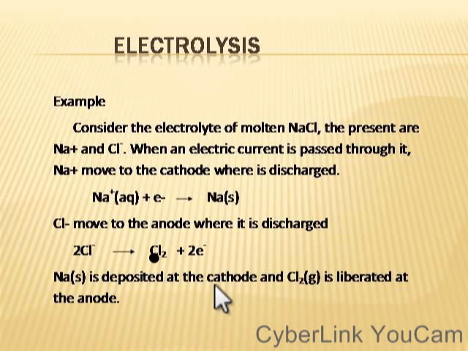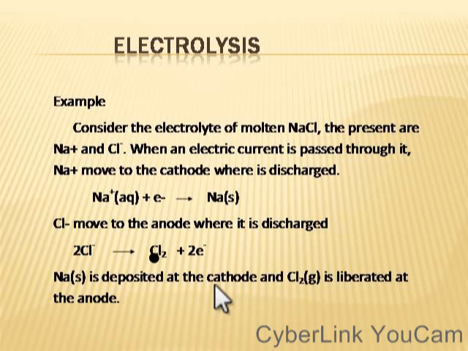But if it is the electrolysis of aqueous sodium chloride, we are going to have two positive ions and two negative ions. That means one positive ion from sodium chloride and the other one from water, which is hydrogen. And also we are going to have two negative ions, one from the salt, which is chloride, and the other one from water, which is the hydroxide ion. So the question is, which of them will be discharged? Which of the two positive ions will be deposited at the cathode, and which of the two negative ions will be discharged at the anode?